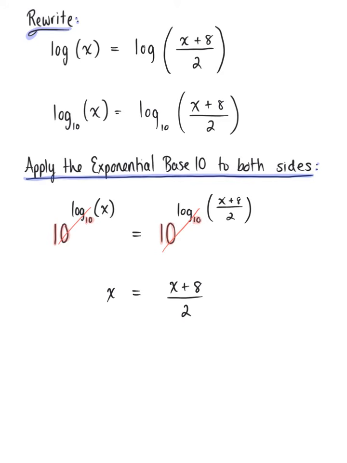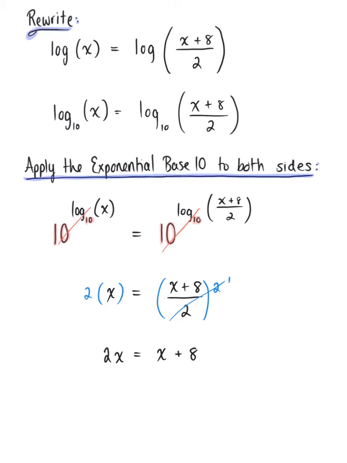So to solve for x here, we want to remove this fraction on the right-hand side. So to do that, I'm going to multiply both sides of this equation by 2. So we can see on the right-hand side, 2 divided by 2 cancels itself out to 1, leaving us with 2x is equal to x plus 8.